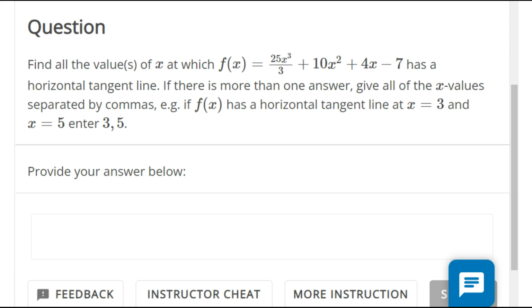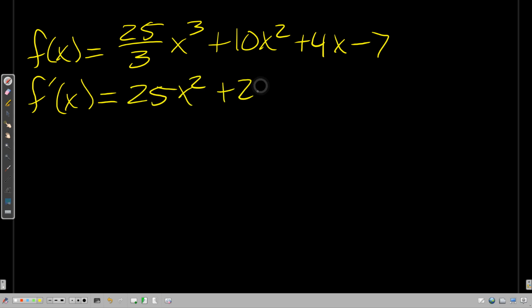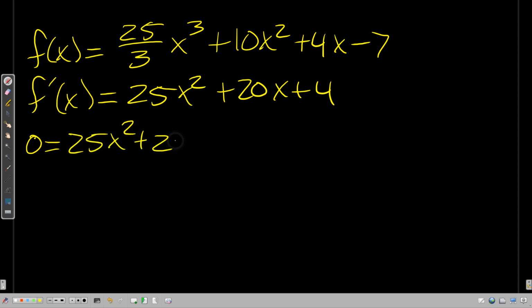Find all the places where the tangent line is horizontal. Well, our function is 25/3 x cubed plus 10x squared plus 4x minus 7. F prime of x is 25x squared plus 20x plus 4. And I wonder where that guy is equal to 0. Where does 0 equal 25x squared plus 20x plus 4?